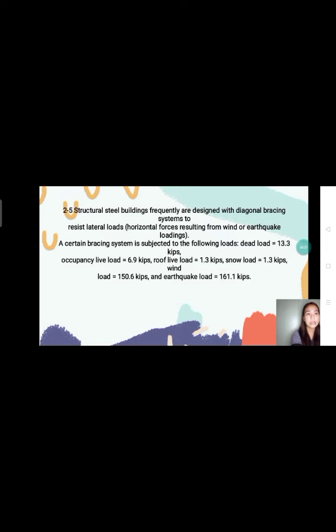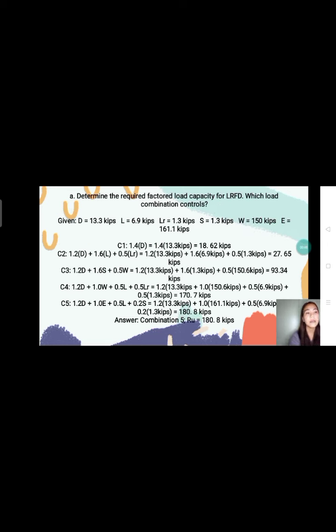The wind load is equal to 150.6 kips, and the earthquake load is equal to 161.1 kips. For the question letter A, determine the required factored load capacity for LRFD, load and resistance factor design, and which load combination controls. The givens are: the dead load is 13.3 kips, the live load is equal to 6.9 kips, the roof live load is equal to 1.3 kips, the snow load is 1.3 kips, the wind load is equal to 150.6 kips, and the earthquake load is equal to 161.1 kips.